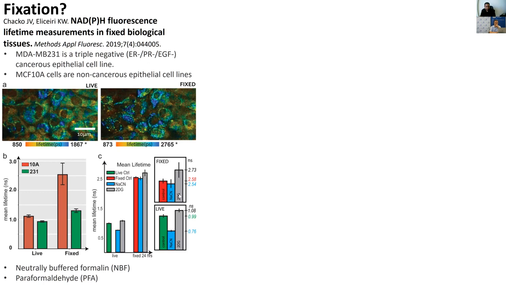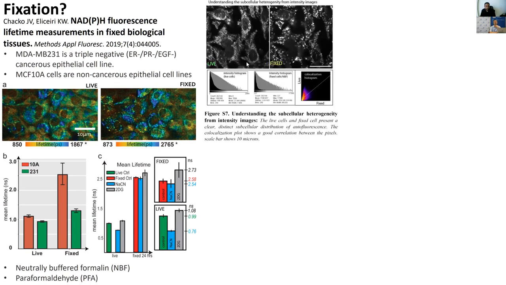So this is again control, sodium cyanide, to deoxyglucose, coming down, going up. Control, sodium cyanide, to deoxyglucose in live cells, coming down and going up. How about pixel to pixel?